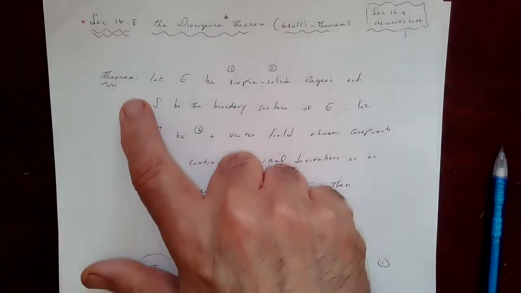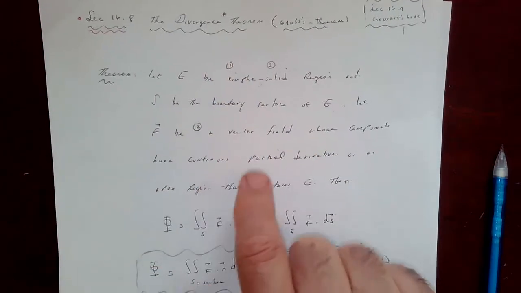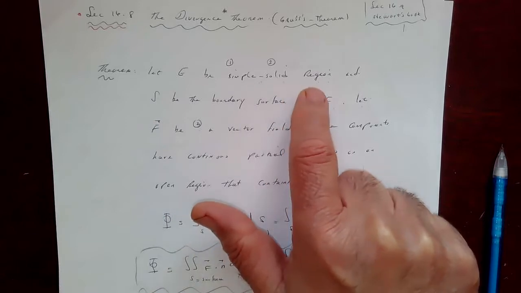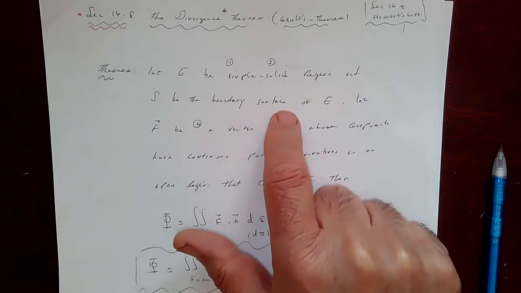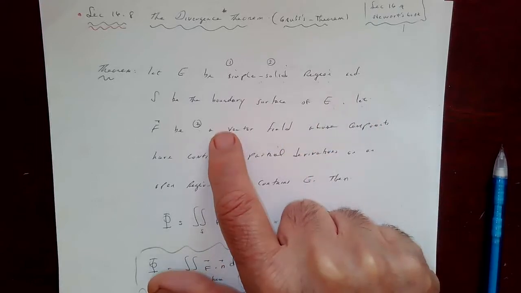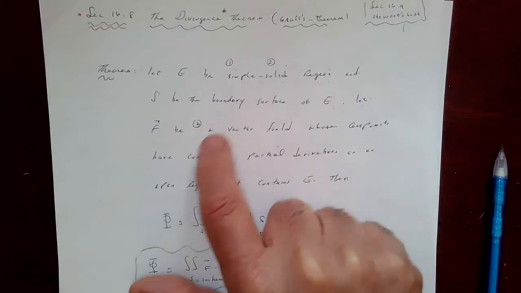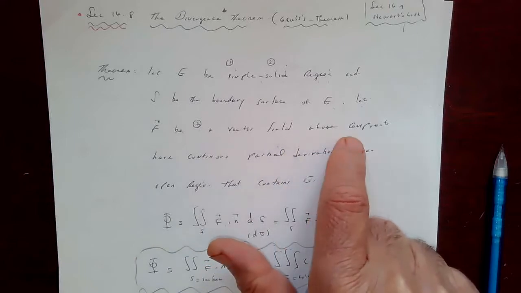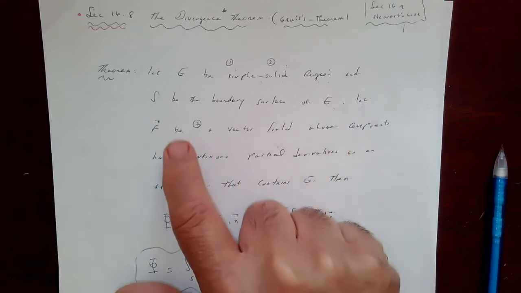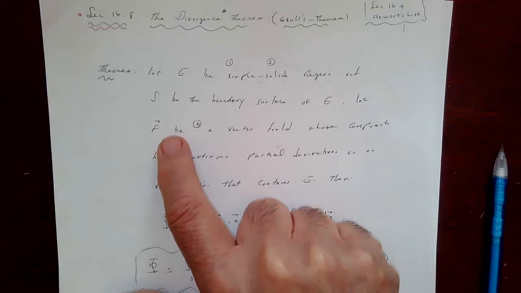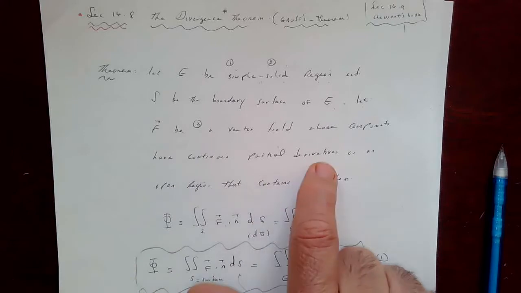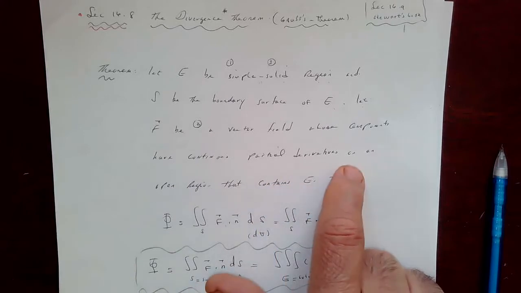The formal statement of the divergence theorem is as follows. Let E be a simple solid region and S be the boundary surface of E. Let F be, this is the third condition, 1, 2, 3, a vector field whose components have continuous partial derivatives, meaning the partial derivatives with respect to x, y, and z exist and are continuous.